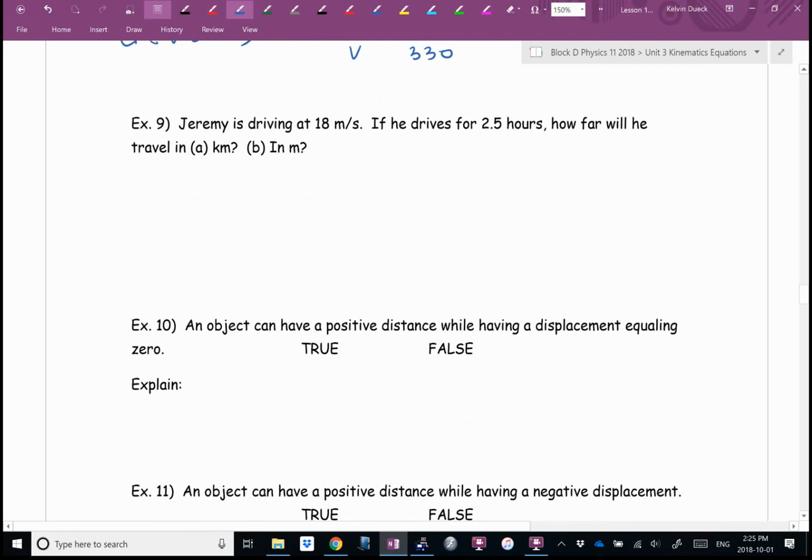Jeremy is driving at 18 meters per second. If he drives for 2.5 hours, how far will he travel? A, in kilometers, and B, in meters. Why is this question a bit yucky?